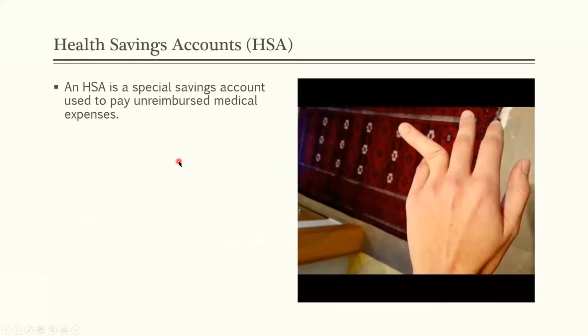This is a special type of savings account that allows you to pay for unreimbursed medical expenses. Unreimbursed usually means you weren't covered by insurance for it, or maybe it was a small thing and so you didn't use your insurance for it. And that's where you can use your HSA.